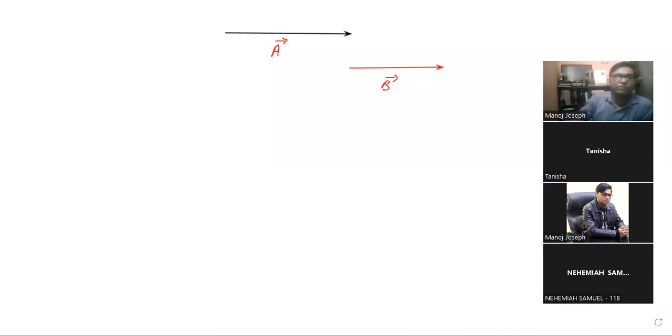Let us take one more example of dot product. So vector A is moving in a direction toward the right side, and vector B is also moving in the same direction. So how to multiply them in dot product? As you see, vector A is parallel with vector B. Both are in the same direction, therefore these are parallel vectors.